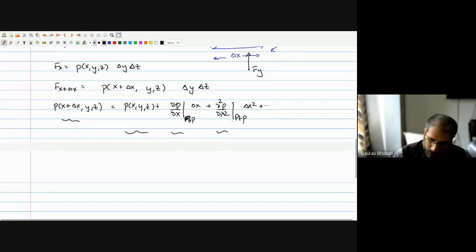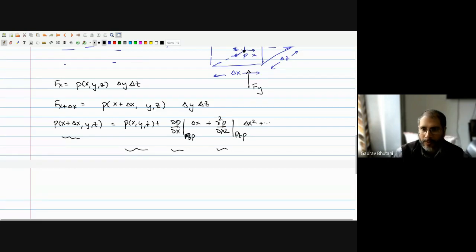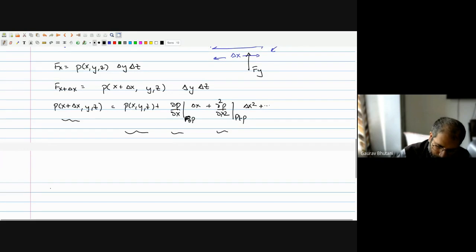Right, and since we're talking about delta x being small, what that means is, ultimately, remember, I would want to find out the difference. I would want to find out this value.